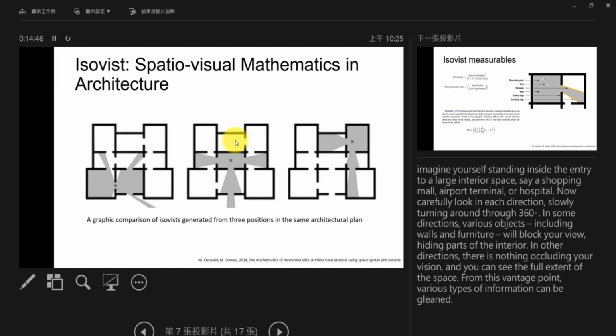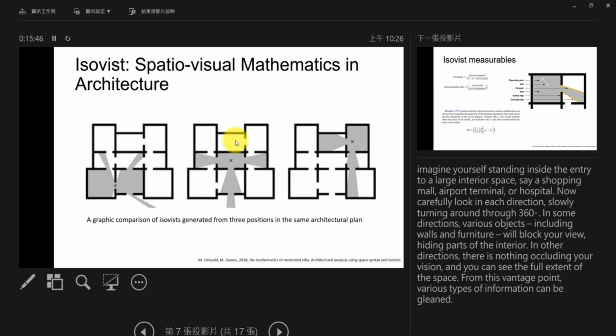And then this is the graphical comparison of visual isovists that are generated from different positions, different tree positions in the same architectural plan. You can imagine that from the right side plan, you are standing in the doorway, and then you can look at the surrounding in 360 degrees. This is the area that you can look around in a building, or if you are standing in the center of the building, you can find out which part you can look at.